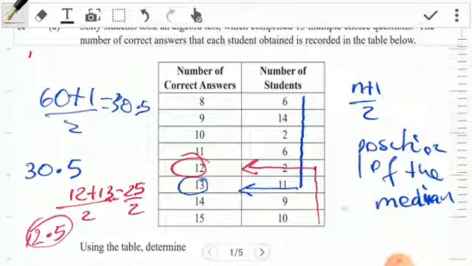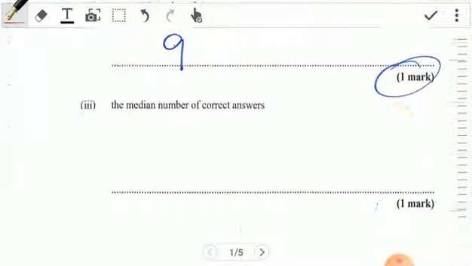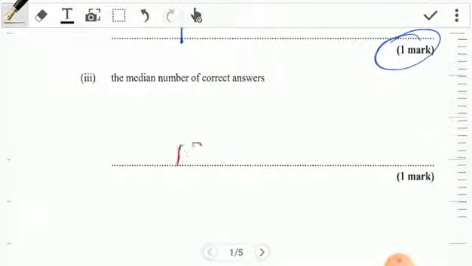So the median is 12.5. Again, when you're finding the median, if two numbers fall in the middle, you add them and divide by 2. So the answer for this one would have been 12.5, and that's the median number of correct answers.